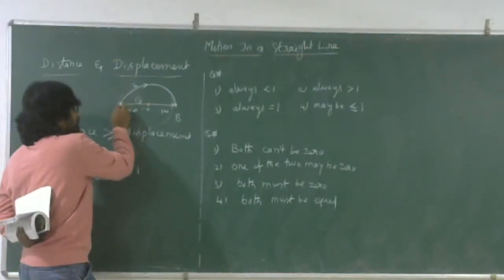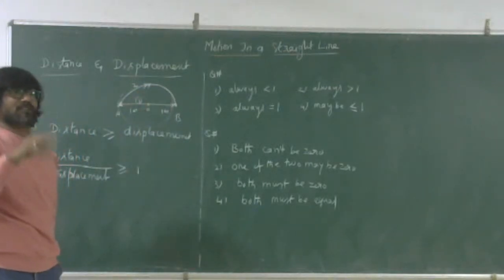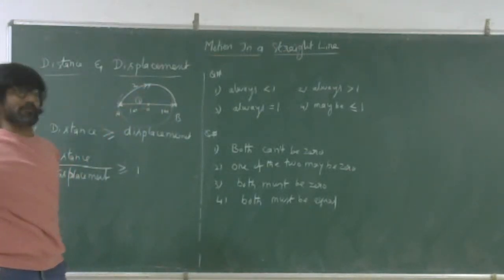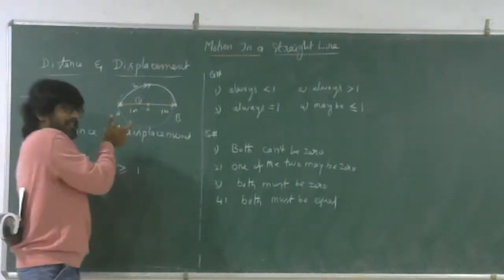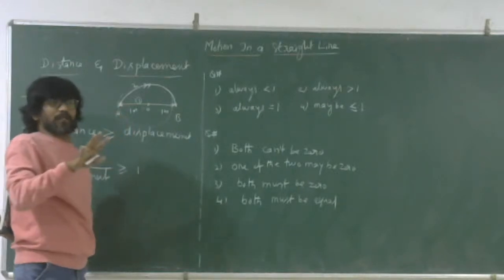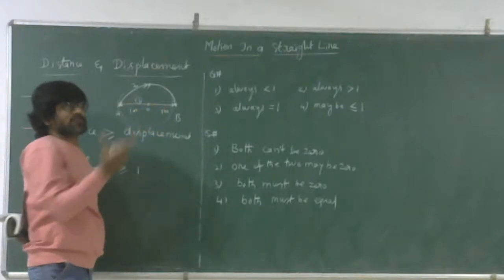If it has changed its position from here to somewhere here, yes, because it is not mentioned whether it changed along a straight line or a different path. If it is along a straight line, both must be equal. If it is along the circumference, the displacement and the distance should be different.